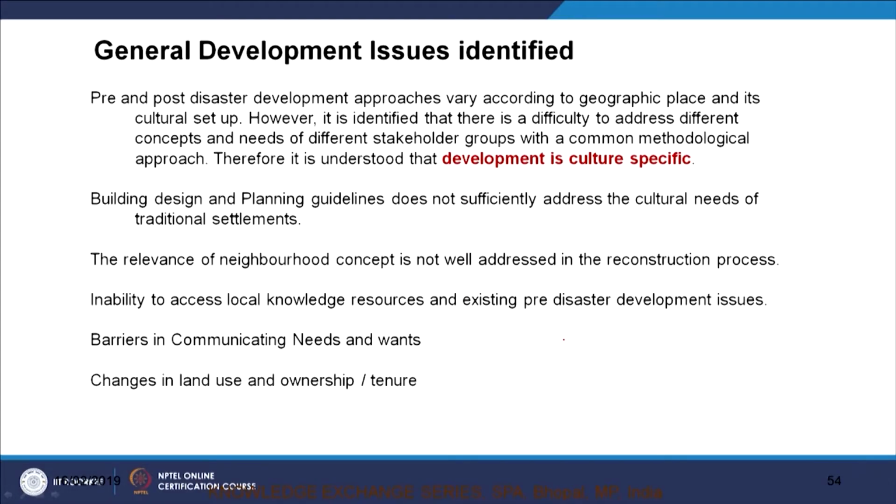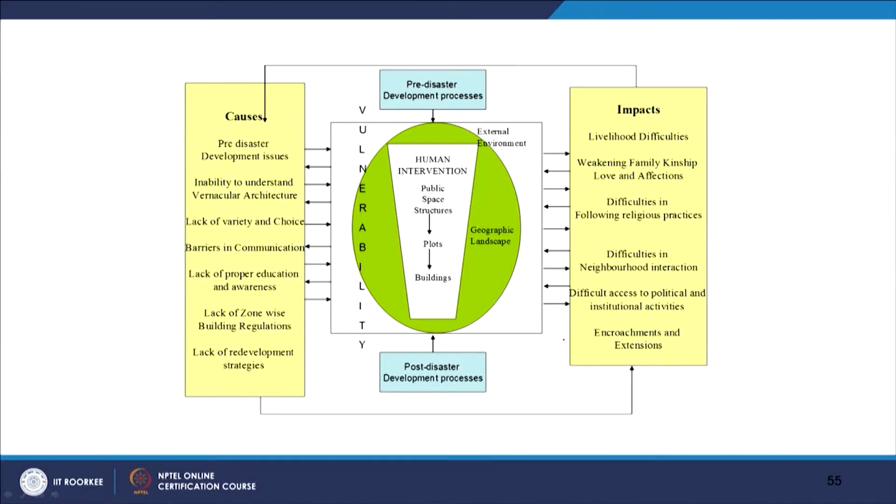This causes barriers in communicating the needs and wants. As I discussed with you, there are the changes in the land use, the ownership and the tenure. So this is a brief diagram showing what the impacts are, what the causes for these impacts are, and how they shape these built environments.